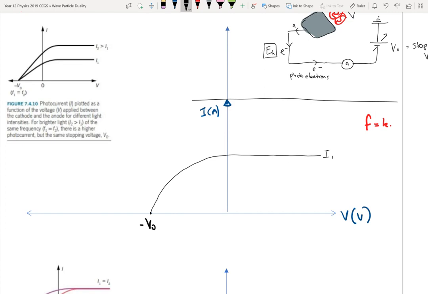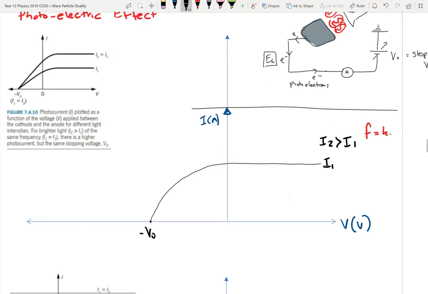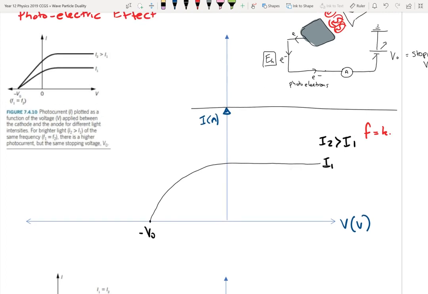Now, let's suppose we have a higher intensity. Let's go I2, such that I2 is greater than I1. Maybe there's a filter, and we remove the filter or the stop or the aperture. We get more light shining on our metal. Now here's it. The wave model suggested that a higher intensity wave would have more energy and so would have a higher stopping voltage. That's what the wave model would suggest from this experiment. You would expect this. But that is not what happened, so don't write that.